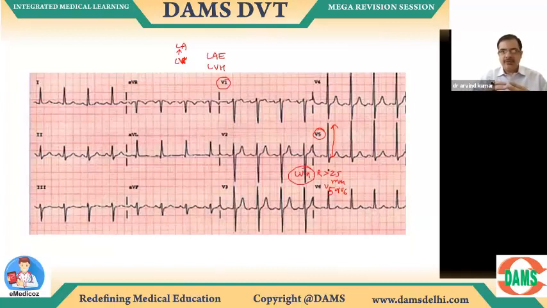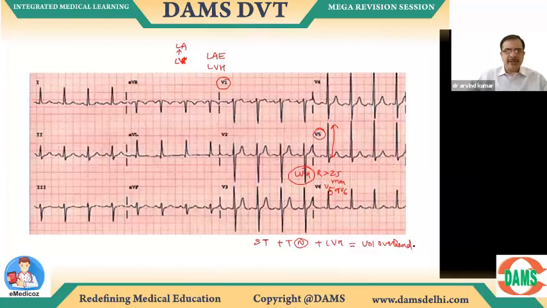Now there is a concept of volume overload hypertrophy or a pressure overload hypertrophy. So in a volume overload hypertrophy, like regurgitant lesions, there will be no change in the ST and T wave. ST will be normal, T wave will be upright. No changes. ST and T will be normal. So when in the ECG, ST and T are normal along with LVH, this LVH is due to a volume overload condition.